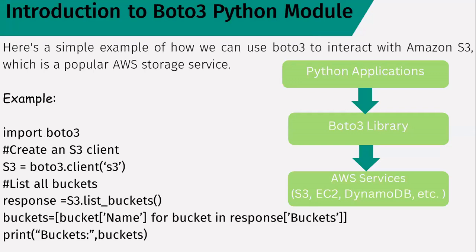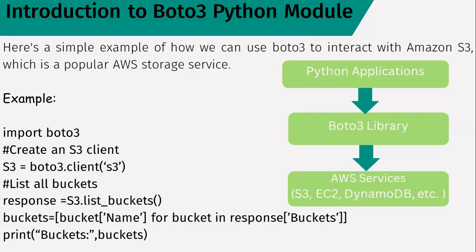Now, here is a simple example which shows how Boto3 is interacting with Amazon Web Service S3, which is a popular storage service. The first line says import Boto3. The first line, import Boto3, is always used whenever a program is started. It indicates that the Boto3 library, which is the Amazon Web Service software development kit for Python, is imported.